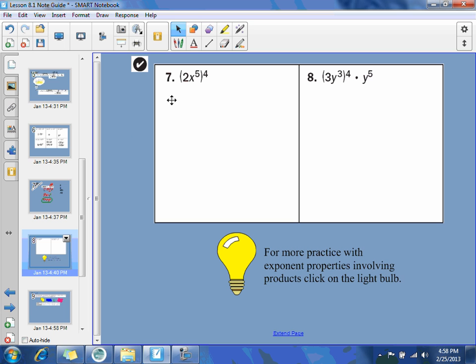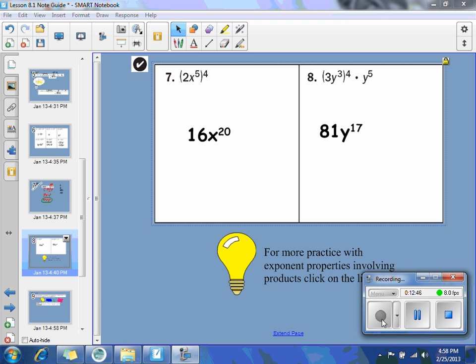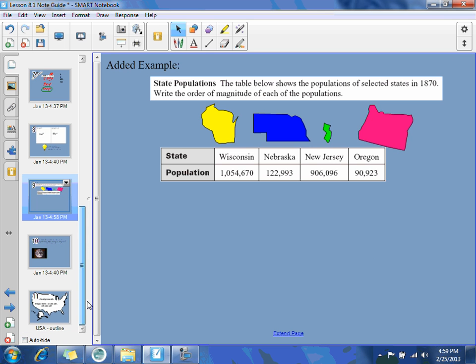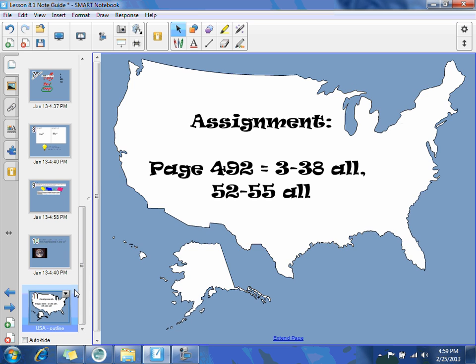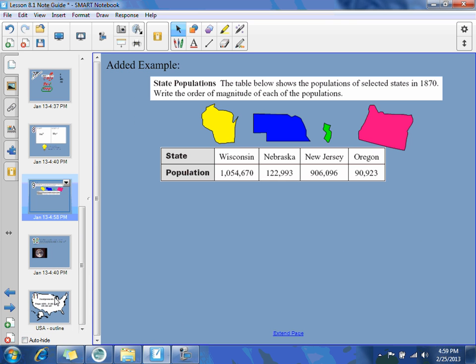So take a second, pause this, see if you can answer these. All right, how'd you do? 2 to the 4th is how I got 16, and if x is to the 5th and then also to the 4th, I multiply those powers. 3 to the 4th is 81. Y to the 3rd to the 4th power is y to the 12th, and then times y to the 5th, add those exponents. Magnitudes, power of 10 are not on your test, so I'm not going to worry about them.